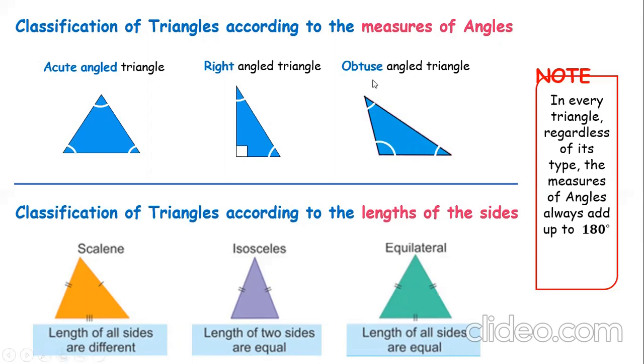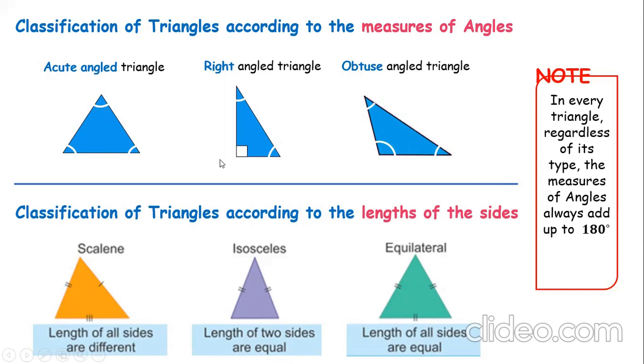The last type is the obtuse angled triangle. In this triangle, we have one angle with a size that is larger than 90 degrees, and we call it an obtuse angle, and we have the two remaining angles. Each of them has a size that is less than 90 degrees.